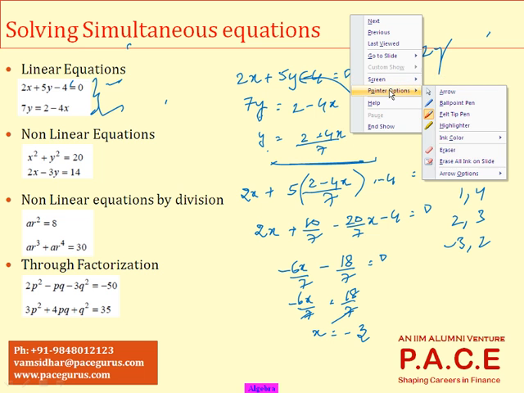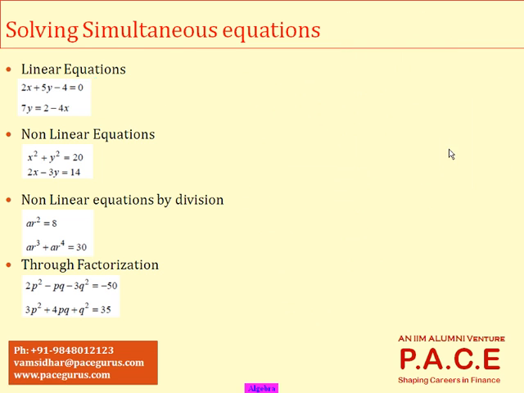Now, another example let me take up. Let's look at the second one. If they are non-linear, how do we address? Same process. x squared plus y squared equal to 20, 2x minus 3y equal to 14.